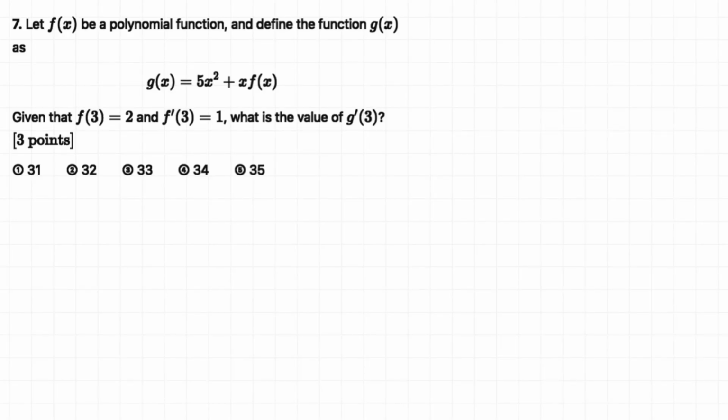Number 7, let f of x be a polynomial function and define the function g of x as 5x squared plus x times f of x. And given that f of 3 equals 2 and f prime of 3 equals 1, what is the value of g prime of 3? So for this problem, they're asking for the value of g prime of 3. In other words, the derivative of g of x evaluated at x equals 3.